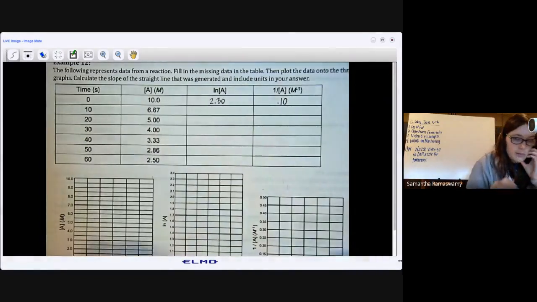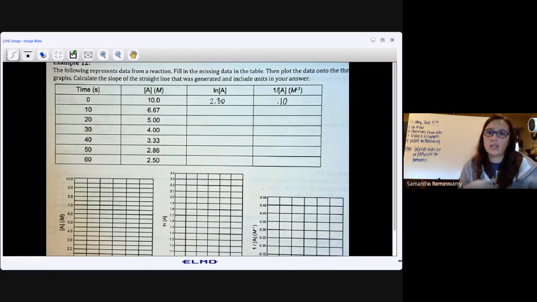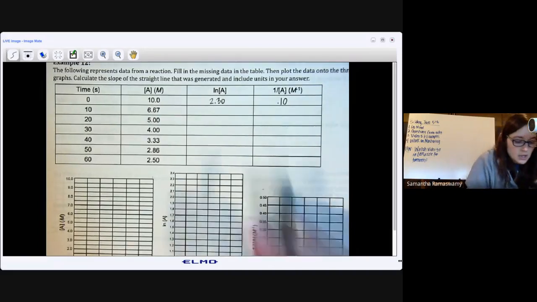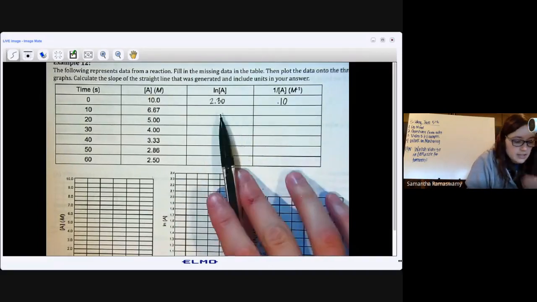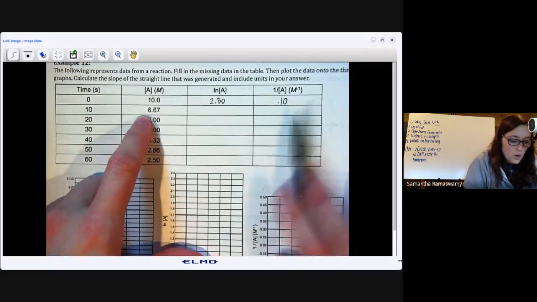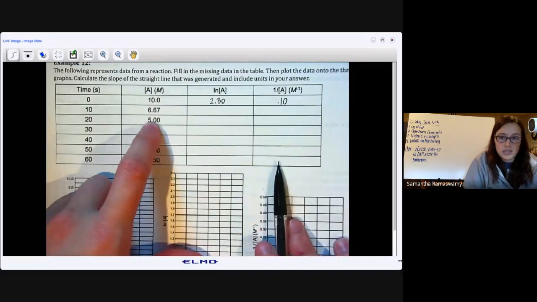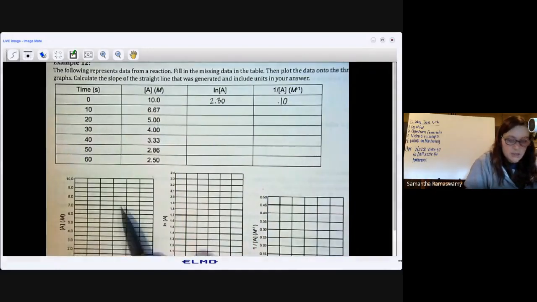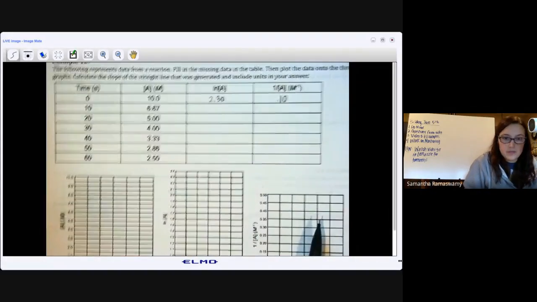So I'm going to go ahead. I want you to do the same thing. I want you to use your calculator. This is why I said use your calculator. It's going to make it easier. Use your calculator and do ln of concentration. Put them in the table. 1 over concentration. Put it in the table. And then see if you can graph each of them.